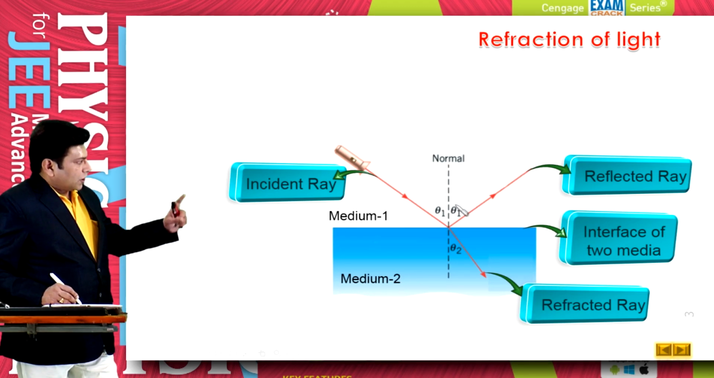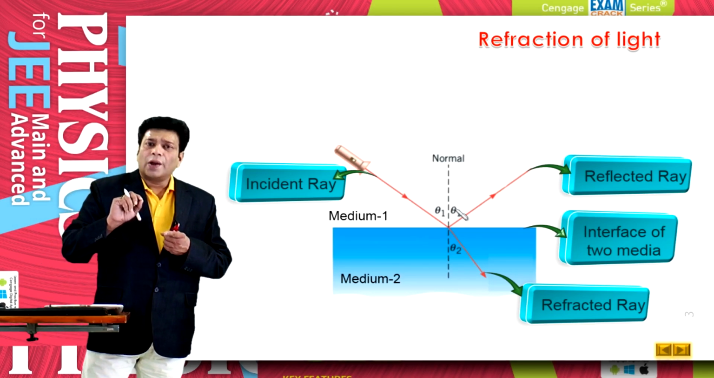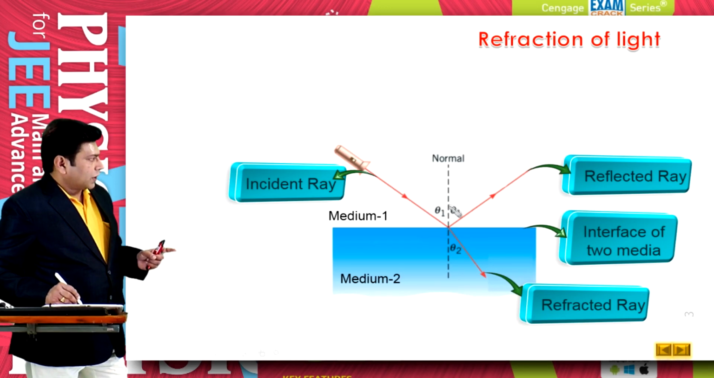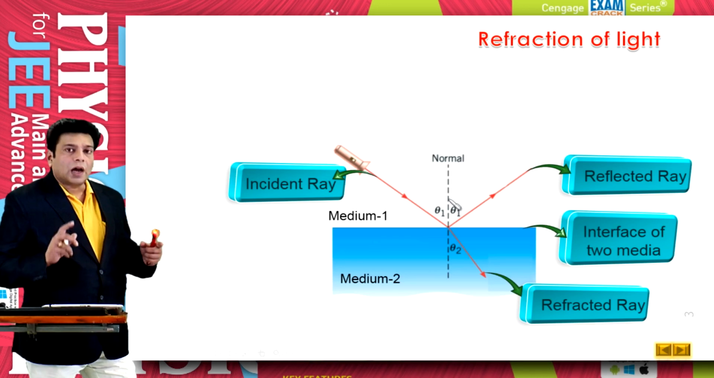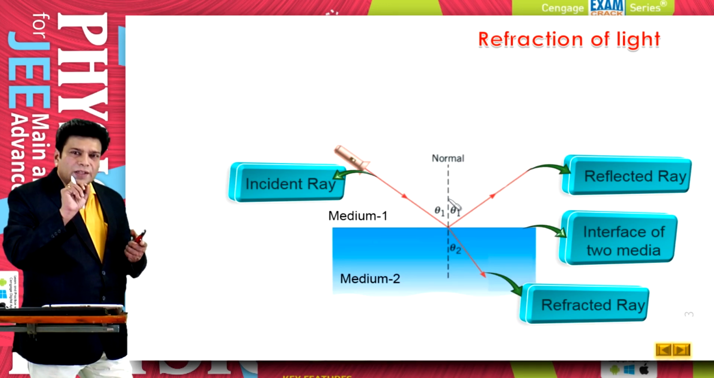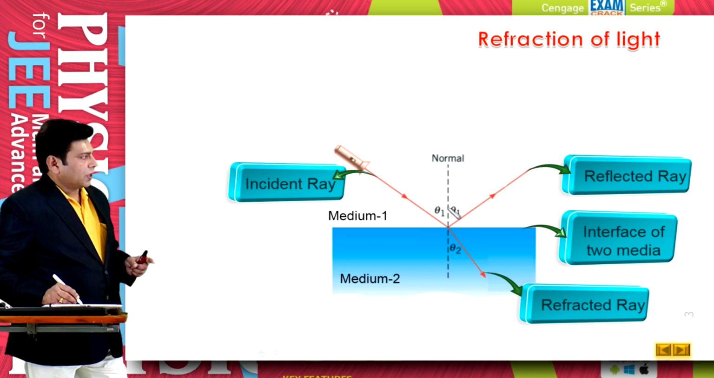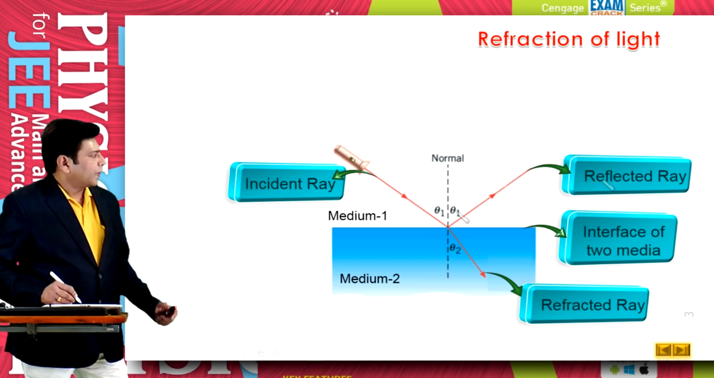You can observe here, this reflected ray is obeying the law of reflection. That is, the angle of incidence is equal to the angle of reflection. It is to be noted, always calculate the incident angle and reflection angle with respect to the normal direction. That is theta 1 and theta 2. Both will be equal in case of the reflected ray.